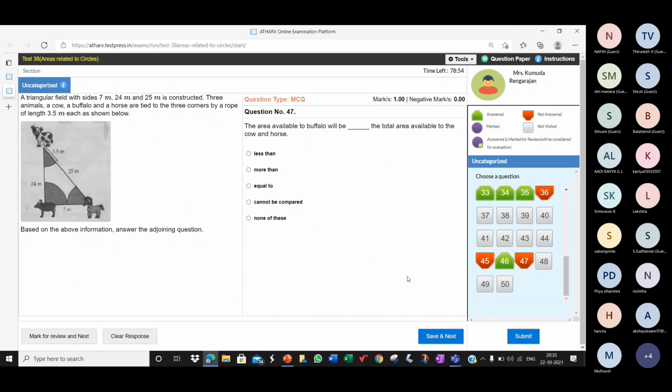See the next one. The area available to the buffalo will be dash the total area available to the cow and horse. So you should find the sector angle, children. What is the sector angle for the buffalo? 90 degrees, ma'am. What is the sum of the angles for cow and horse? 90 degrees, ma'am. So what do you say about the areas?